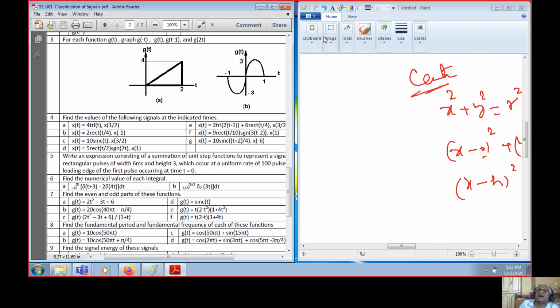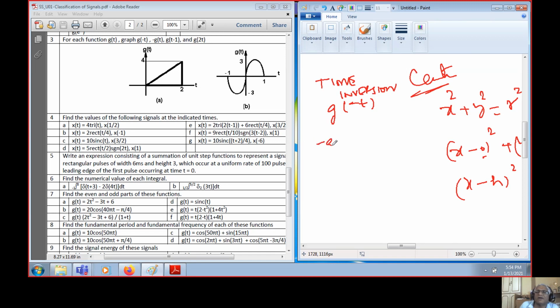Supposing you are performing g of minus t, it is called as a time inversion. That means you are reversing it. Now minus g of t is simply inversion, or the signal is inverted. Then g of t minus 1 is there. So this is called as time shifting because of the way in which it shifts from here to here.